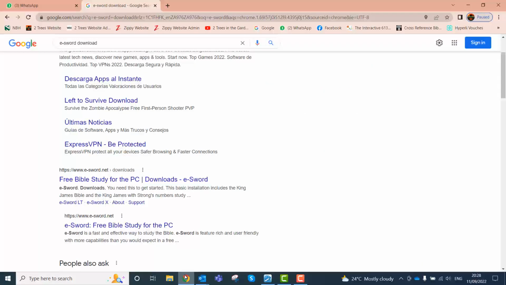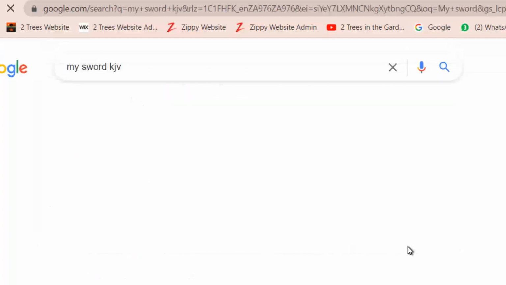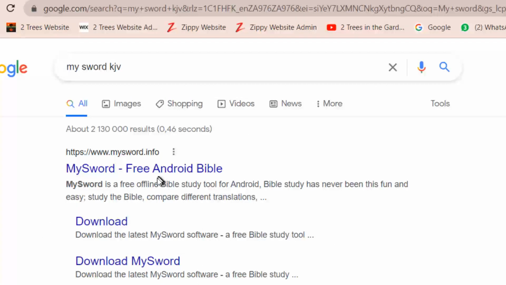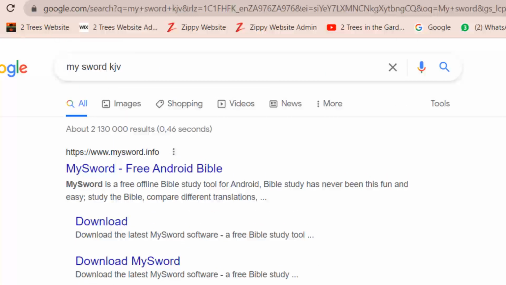And then for your phone, you can try MySword, King James Version. And again, when you download this on your Android, MySword is the same as e-Sword, but it's for your cell phone. Again, make sure that you go to myswordbible.info, which is the same as the e-Sword version for your computer, and then you can download that on your telephone. And you can have all the translations and the dictionaries and the concordances right on your computer and on your cell phone. And it's very, very user-friendly.